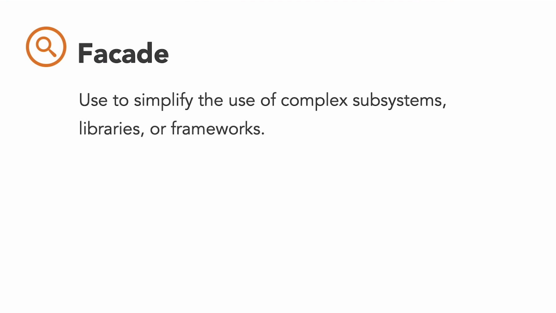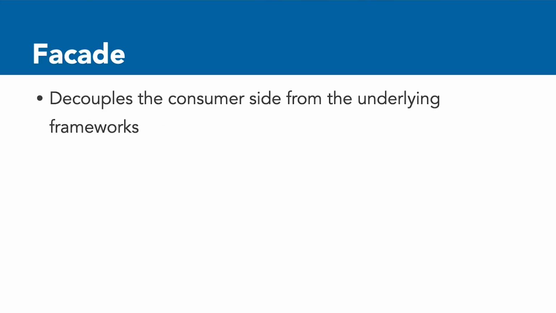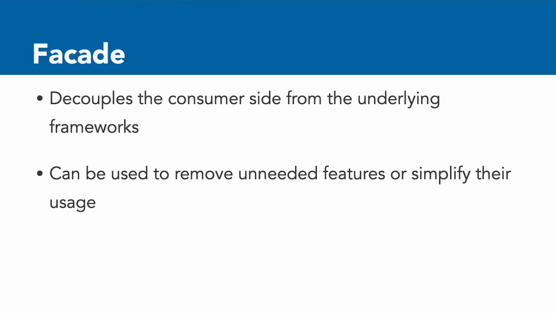to the appropriate components. The facade pattern can help simplify specific tasks while decoupling the consumer side from the underlying frameworks or types. It's also helpful to narrow down the functionality of a library so clients are exposed only to what is necessary for their tasks.